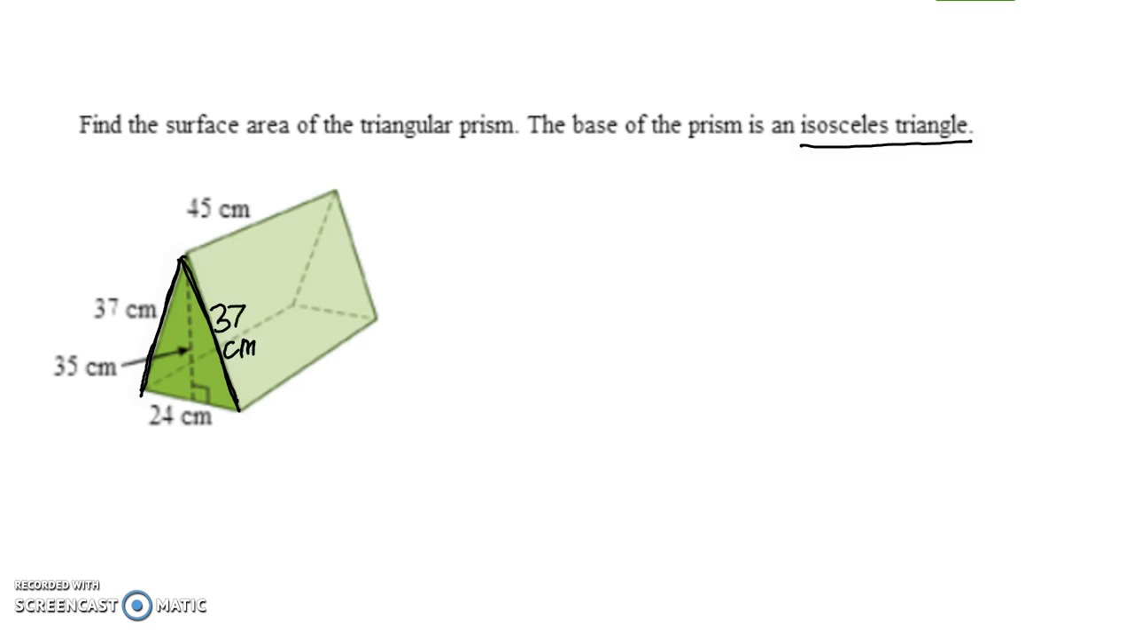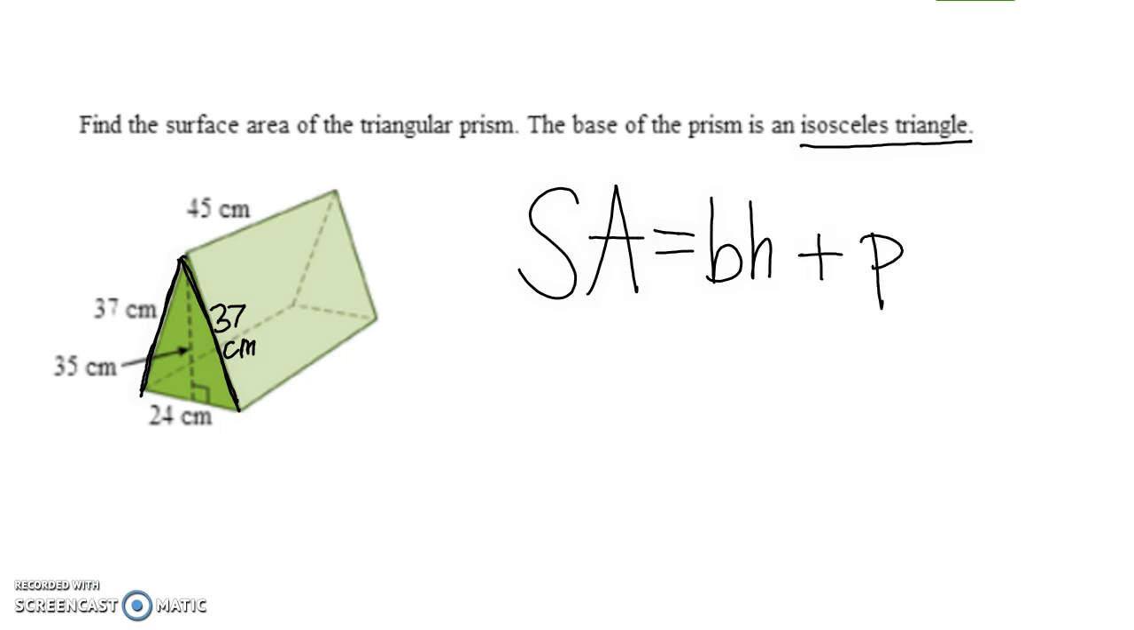Okay? And my formula for surface area of a triangular prism, I'm looking in my notes: base times height plus perimeter times the height of the prism. All right, remember to find the base and the height of the triangle. We have to look for where it forms the right angle. So I see 24, and then I see this height that's not actually a side, it's going up the middle of the triangle, is 35. That is going to be my base and my height of my triangular prism. So I'm going to write that in: 24 times 35.